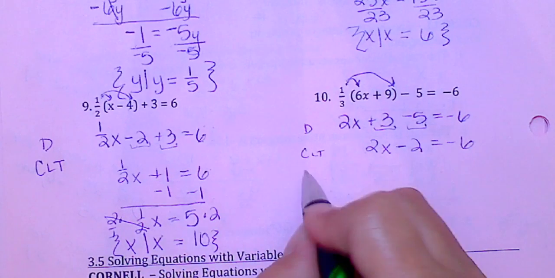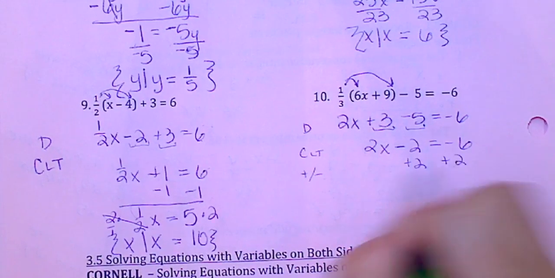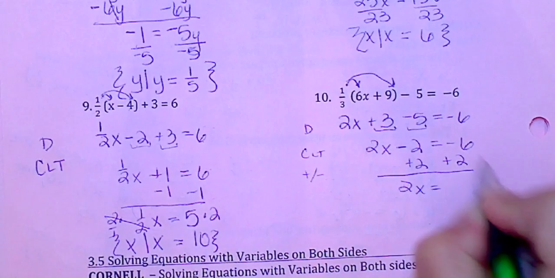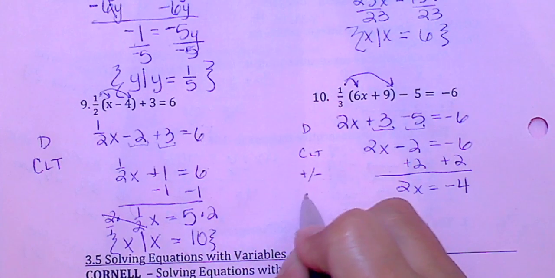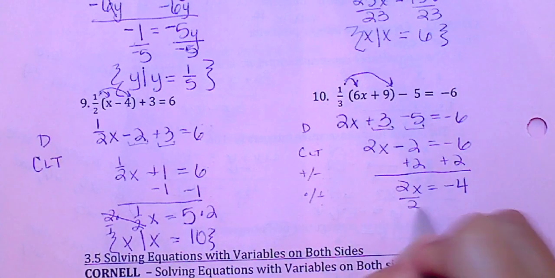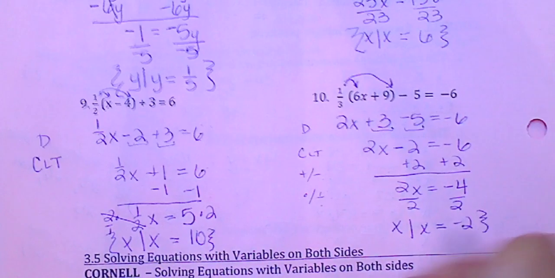Now we're going to undo addition and subtraction. So instead of subtracting 2, we will add 2 to both sides. 2x equals -6 plus 2, which is -4. And then we're going to undo multiplication and division. So we divide both sides by 2, and we get x equals -2.